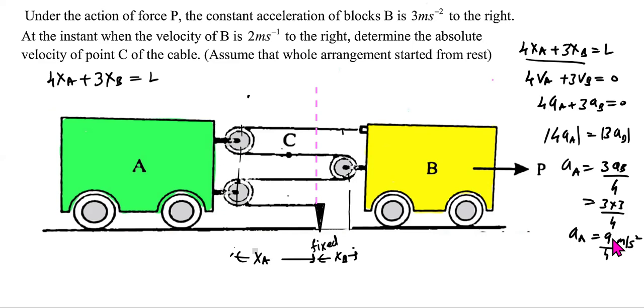Now next, define the absolute velocity of point C. When the velocity of B is 2 meters per second, it's asking to get the velocity of point C. We'll indicate here: velocity of B is how much? 2 meters per second. We need the velocity of block A, and then we have to calculate the velocity of block C. For that, we take help of this equation. What is the velocity of block A?